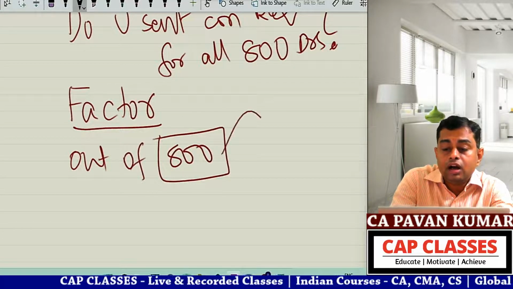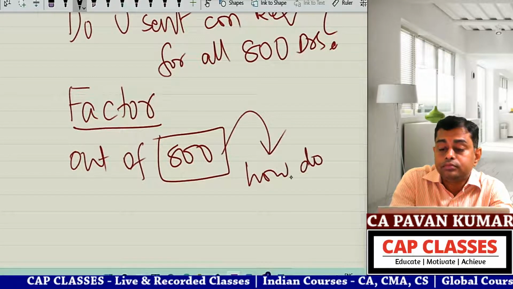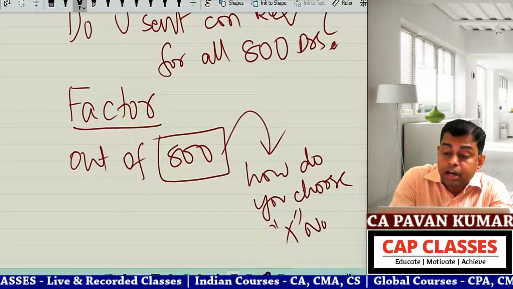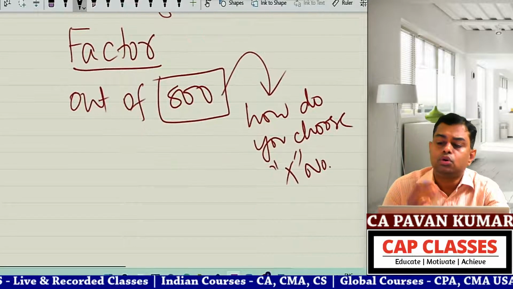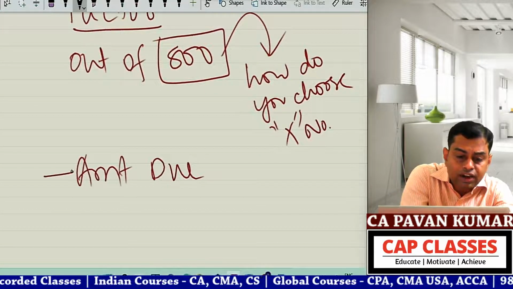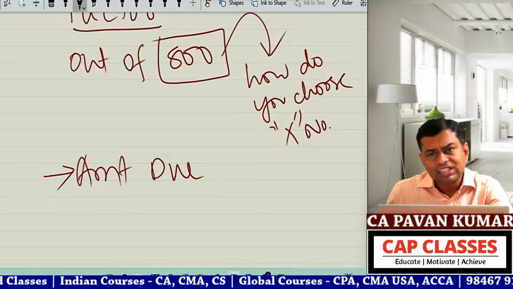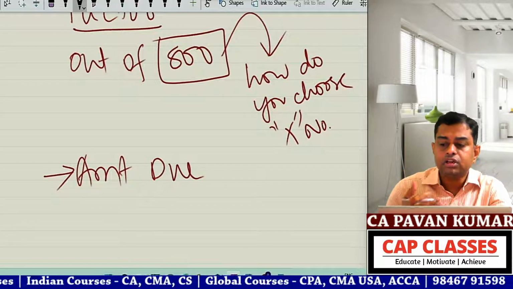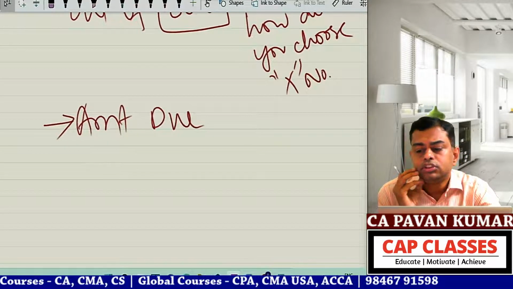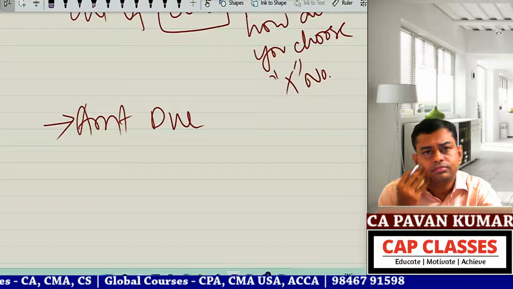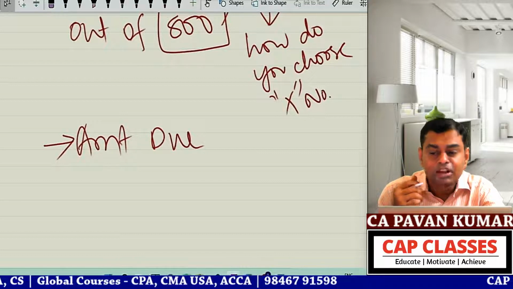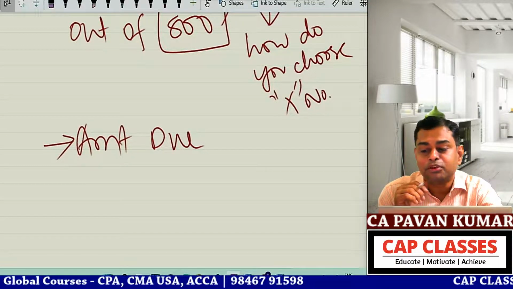Out of 800, how do you choose that these X number I need? So everybody is saying balance amount. Okay, amount due. Is this the only factor? So big amounts, confirmation, small amounts, no. Mohammed is saying random. Okay, randomly also you can pick. But randomly if you are picking, it is not risk-based approach.